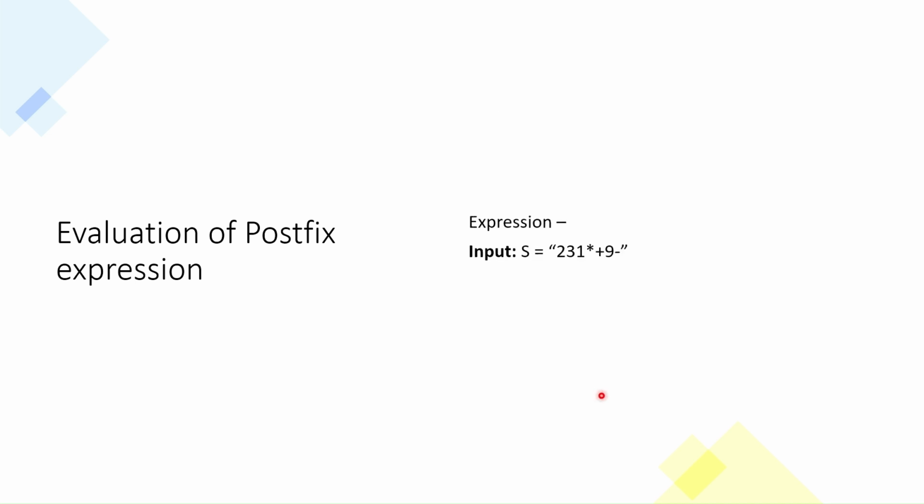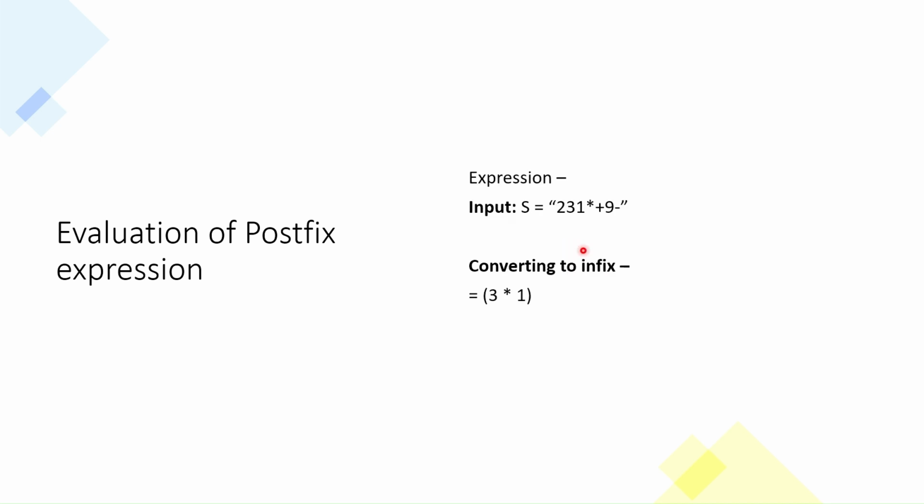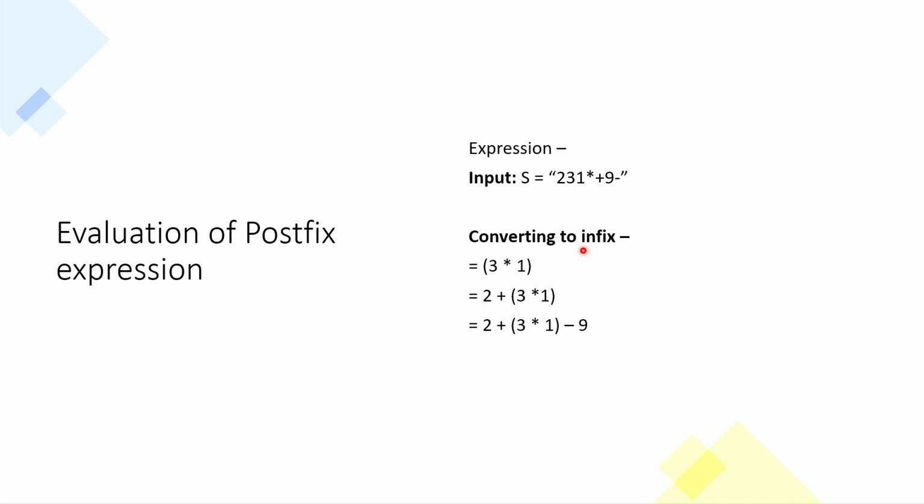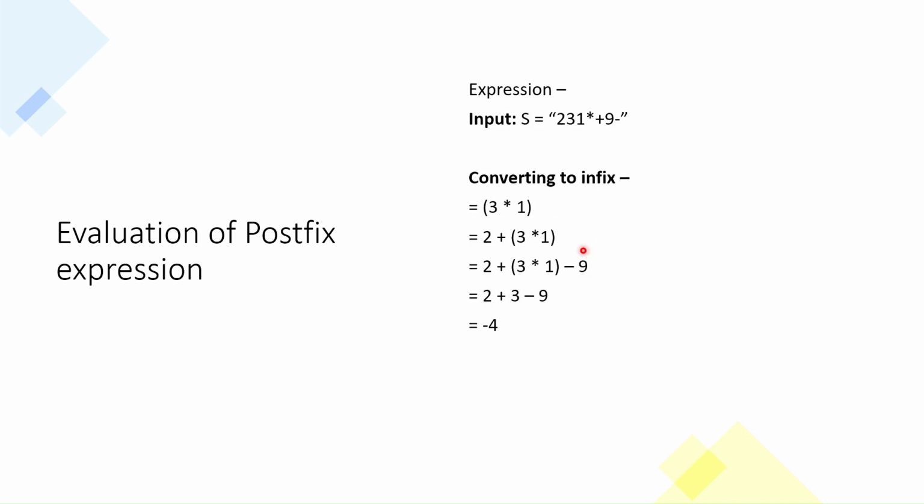Let's see this expression and try to apply what we have learned, like 2, 3, 1, into, plus, 9, minus. So in this case 3 into 1 is evaluated first and then we add 2 to the result and subtract 9 from it. So the overall result becomes -4.